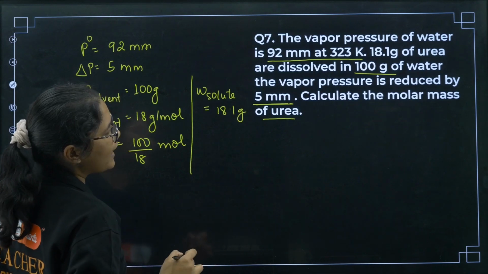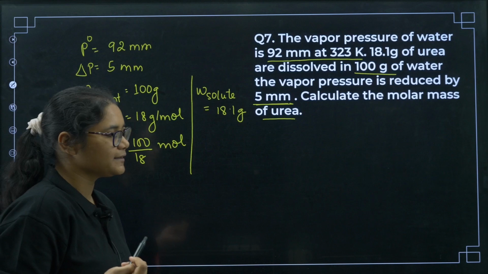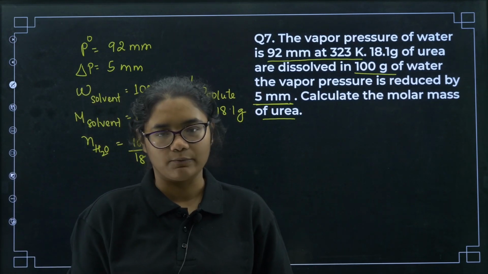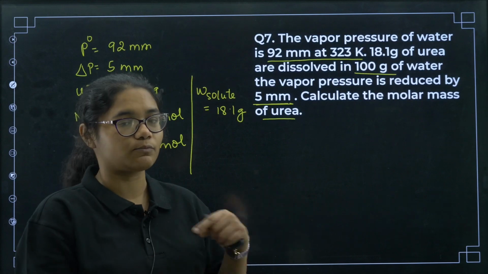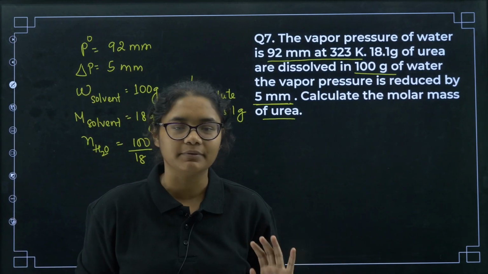18.1 gram. Okay, and the question asks to calculate the molar mass of the solute. You might be asking, we all know that the molar mass of urea is 60 gram per mole, right? But you have to use this formula and calculate it. So do not just see this question and write down 60 gram per mole.